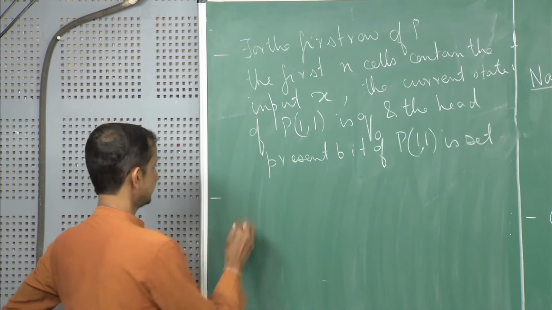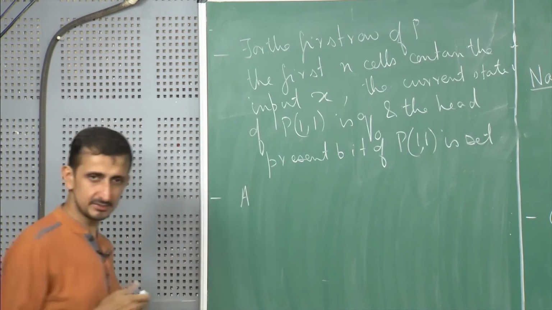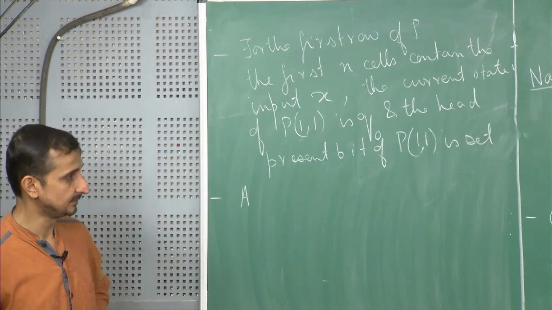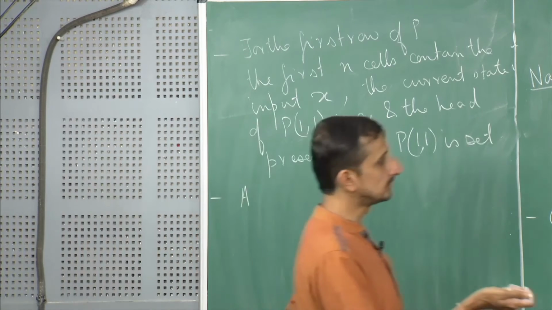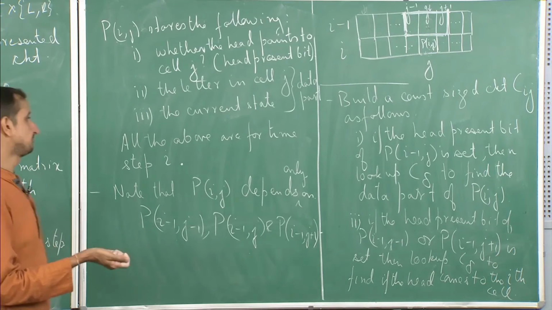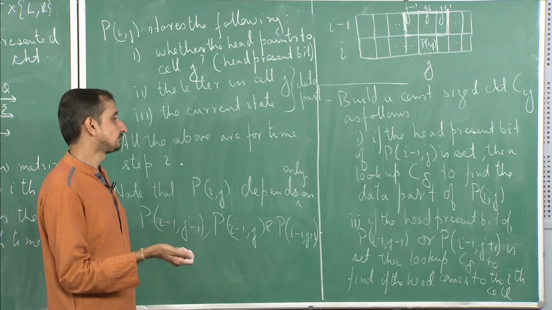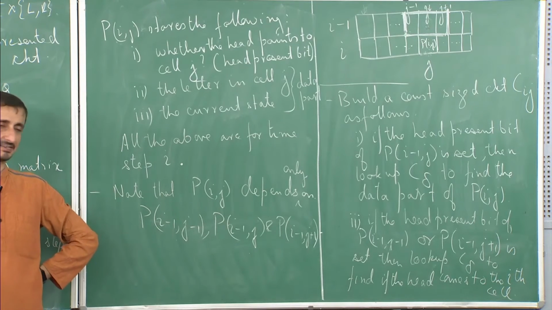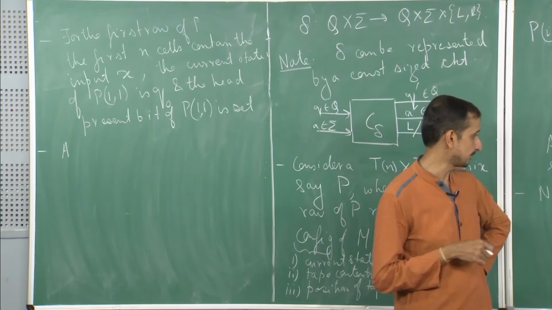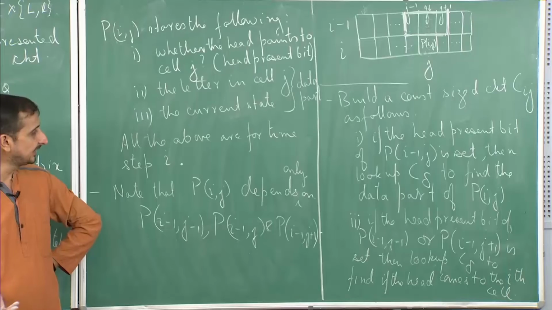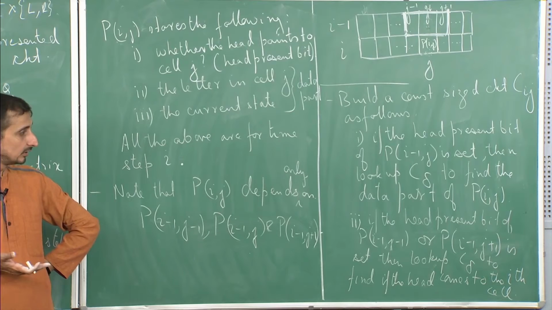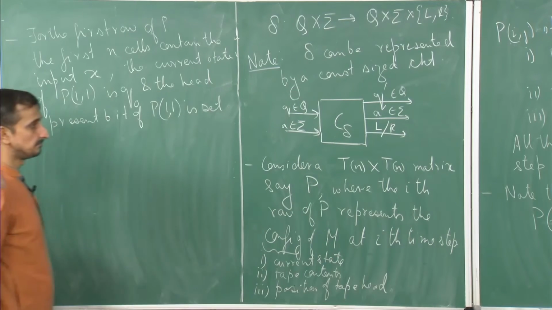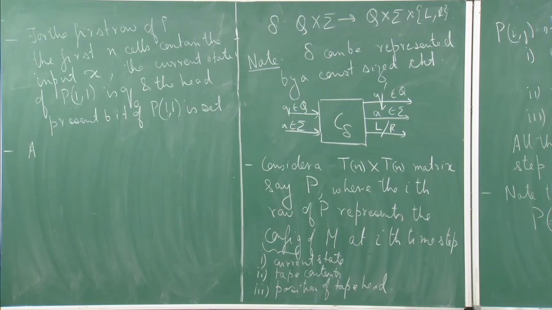And when do we accept? When we reach some accept state. So, how do we know we have reached an accept state? The definition of acceptance of a Turing machine is whenever it reaches an accept state we accept the input, we do not care what happens after that. So, basically we can take an OR of all the cells whose head present bit is set.